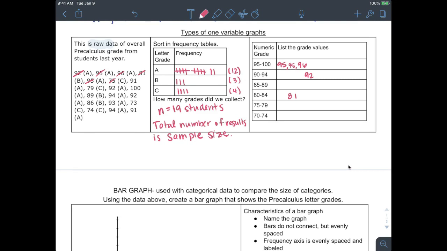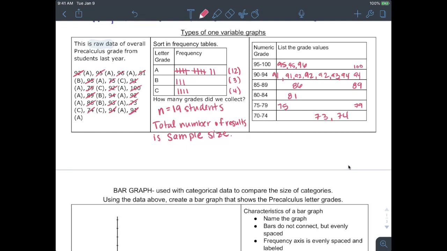75, so at the bottom of this range. 91 would be right here. 100, 92, 79, 92, 94, 89, 86, 86 is in this range, 93, I know, this is riveting, 73, 74, we're almost there, 94, and another 91.